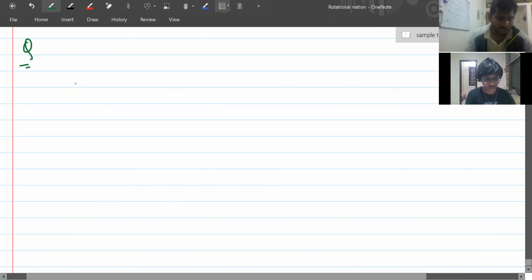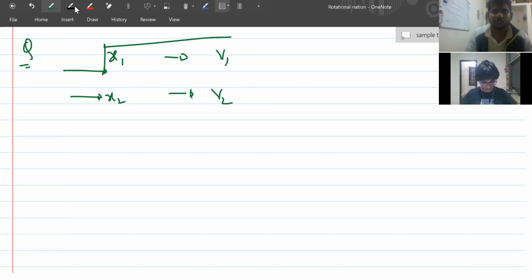Question: a particle is executing SHM along a straight line. Its velocities at distances x1 and x2 from the mean position are v1 and v2. Its time period is asked. When it is at a distance x1 from the mean position, its velocity is v1. When it is at distance x2, its velocity is v2, right? Yes, sir. I told you the velocity and x relation. Do you remember?